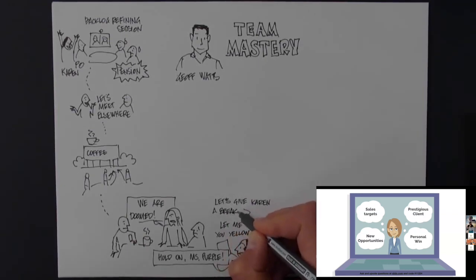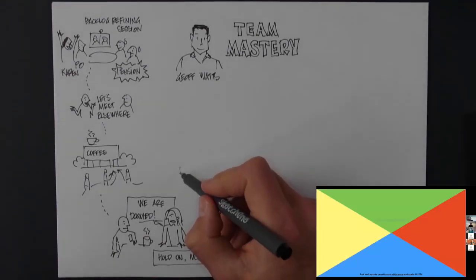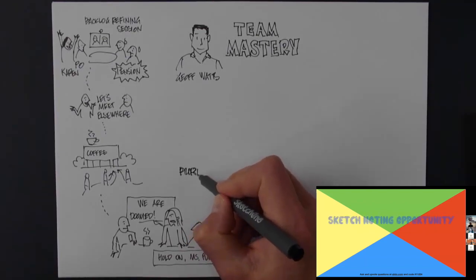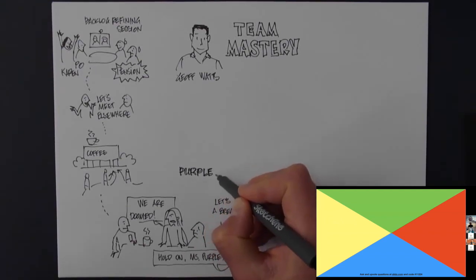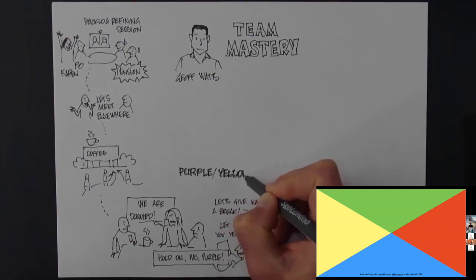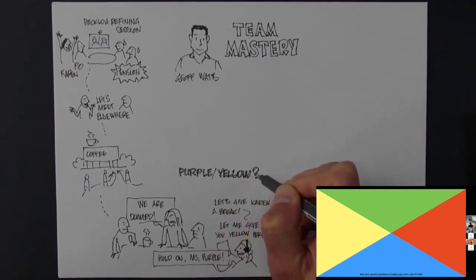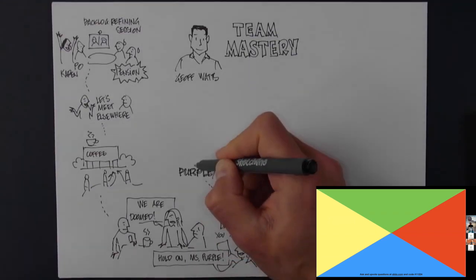And I was interested in what they meant by this purple and yellow thing. And so they talked me through, here's your first sketchnoting opportunity, people. They talked me through a little bit of what you might call a personality profiling tool. Now, I'm not going to give you the name of the tool, because the tool itself is not important. It wasn't that it was a good tool or the right tool. It was just something that they did.